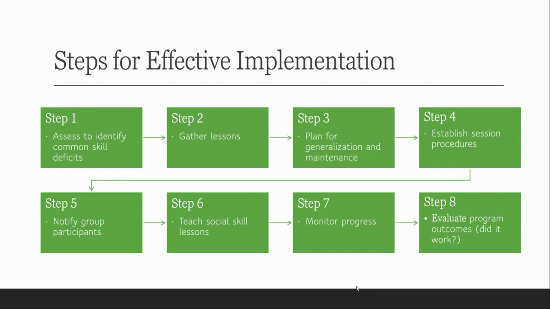You need to gather all of the lessons that will be used to teach the skills. Step 3 is to plan for generalization and maintenance of those skills once they have been taught. Step 4 is to plan for or establish those session procedures and the guidelines and how those sessions will be implemented. Step 5 is to notify the group participants. Step 6 is to teach the social skill lessons. Then next, student progress will be monitored. And then step 8 is to evaluate the outcomes of that intervention. And we're going to go over each of these steps individually.